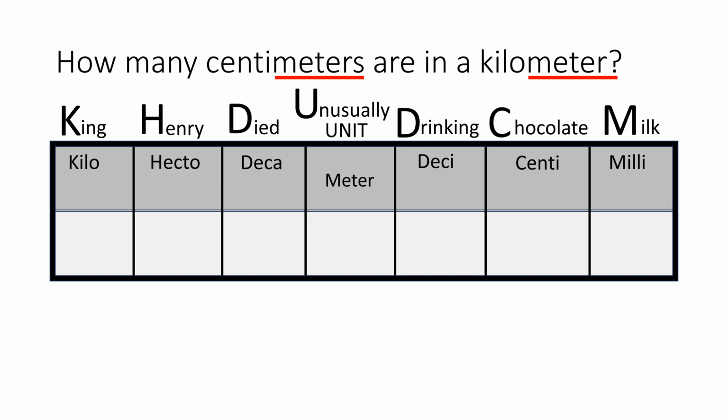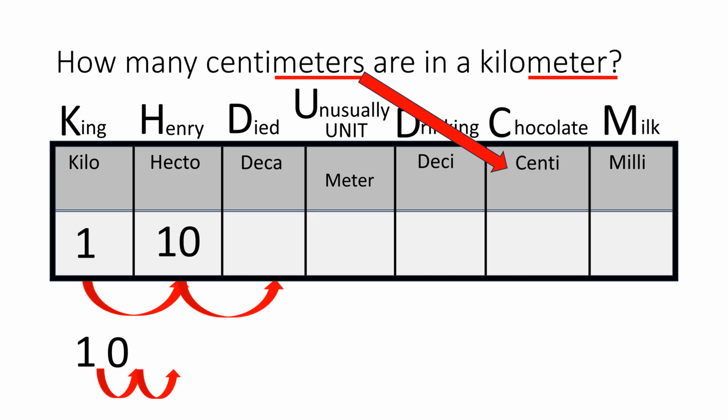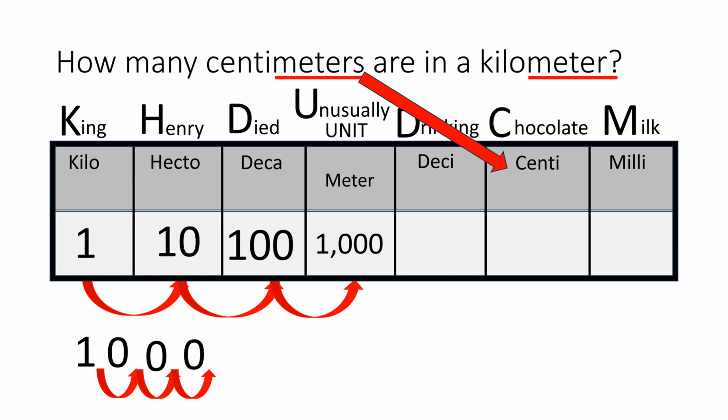So what we're going to do is in the kilo section, we will write the number 1. And how many spaces do we have to travel before we hit the centi square? Every time we move, we add a 0. So let's move it once, add 1 0. Move it again, add another 0. Let's move it the third time. Total of 3 spaces, 3 zeros, 1,000 meters and 1 kilometer.